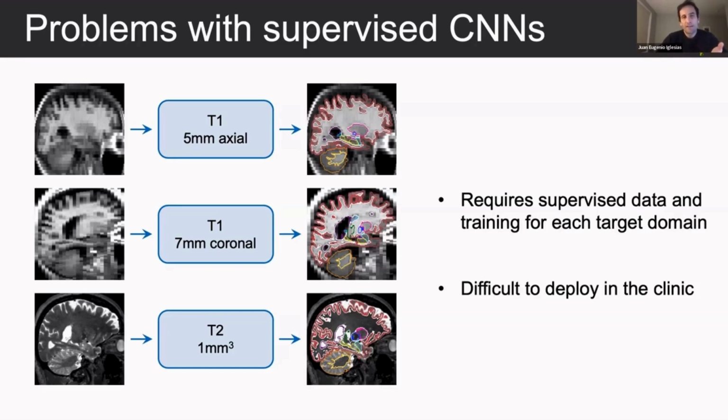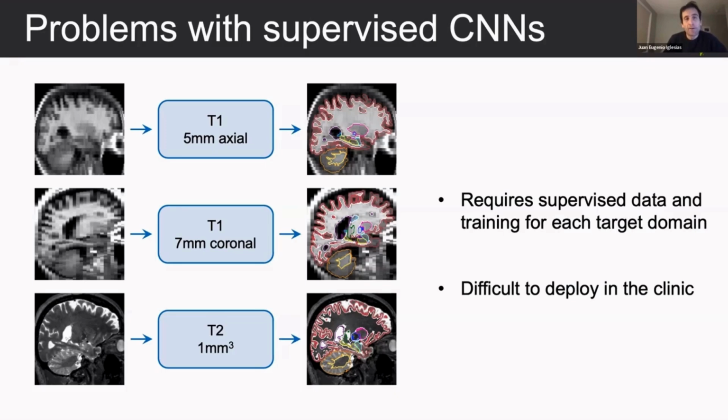Because at test time, how do you know? Yeah, you can try to trust the DICOM header, but it's incredibly difficult to know a priori what model is going to work on what image. So it's incredibly impractical.